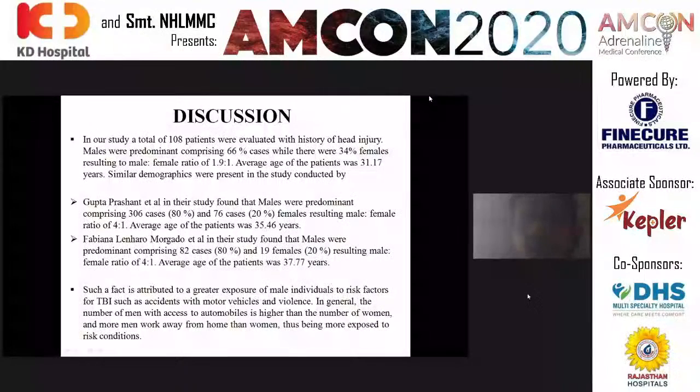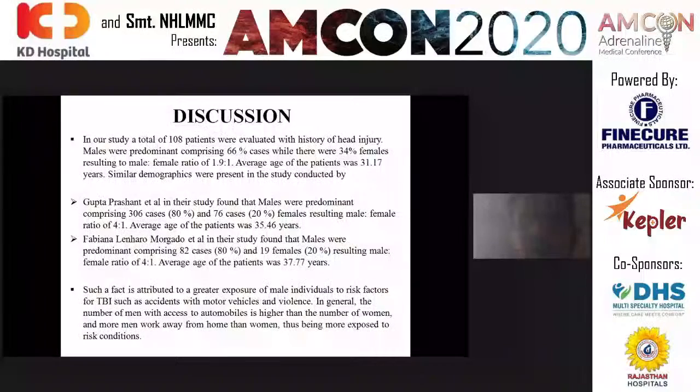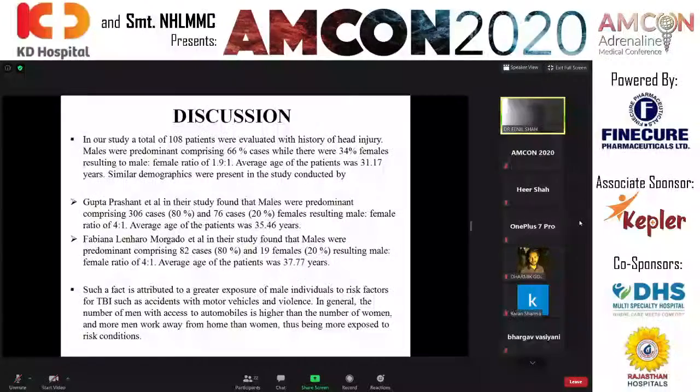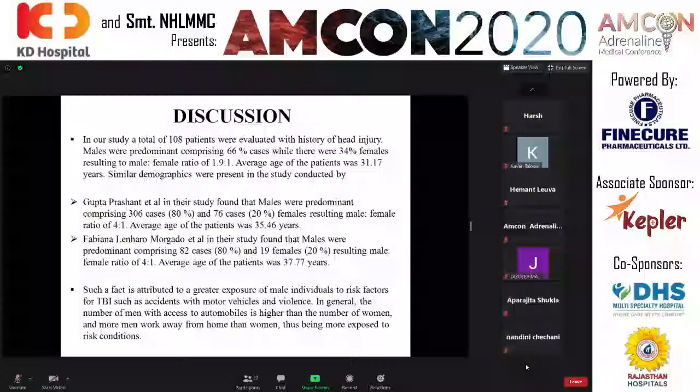Discussion. So in our study, as 108 patients were evaluated, there were 66% male and 34% female. Similarly, in Gupta Prasad study, there were 80% male and 20% female. Violence. In general, the number of male with access to automobile is higher than the number of women, and more men work away from the home than women, thus being more exposed to the risk condition.